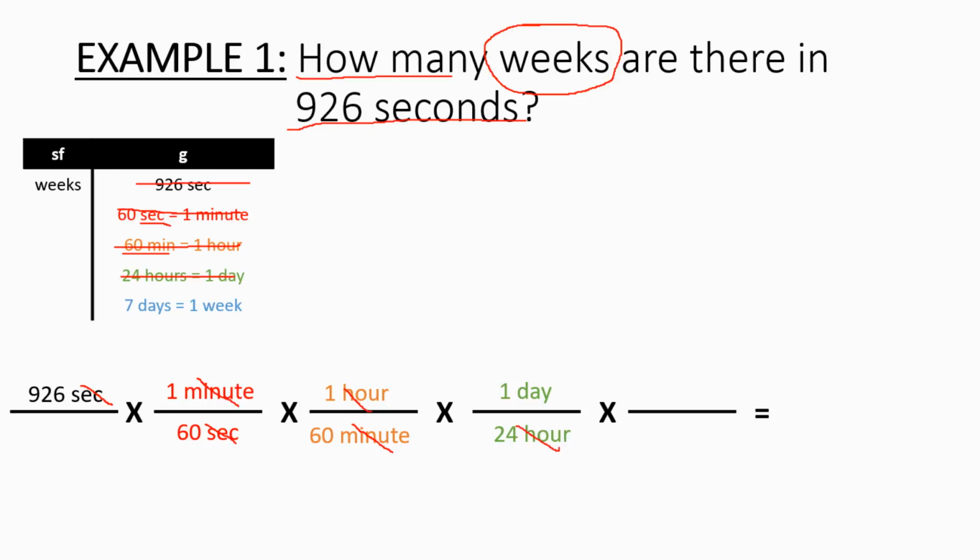Still got to get rid of days. The only place I see days is 7 days. Okay, so I know my 7 days has to go at the bottom to cancel out my days, and the other half, or 1 week, has to go up the top. Now I've gotten all the way to weeks, which is the units I want to end with.